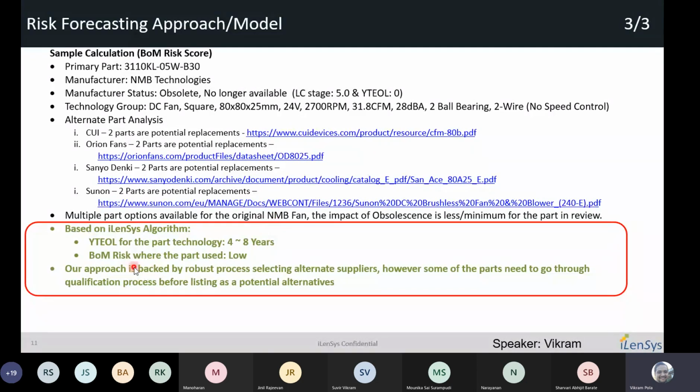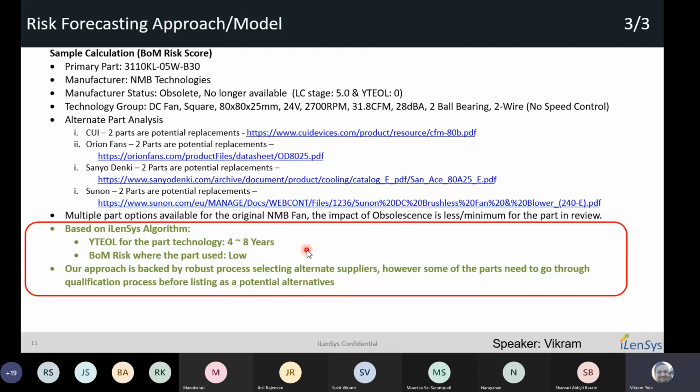And then you have a BOM risk score, which is low, meaning you already have the alternate manufacturers. And we are backed up by a robust process while selecting the alternate manufacturers. However, we would recommend that some of the parts still go through a typical product application qualification process before classifying as a potential alternative. So this is a typical risk forecasting approach, mainly on the electromechanical parts.